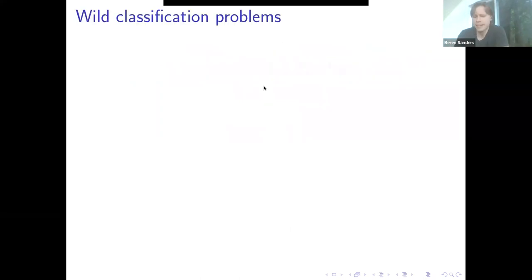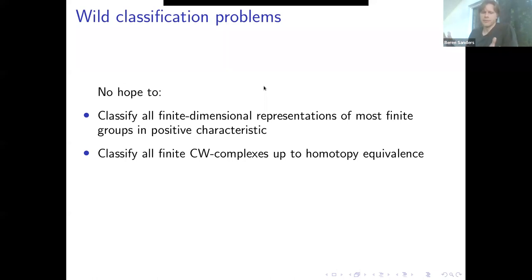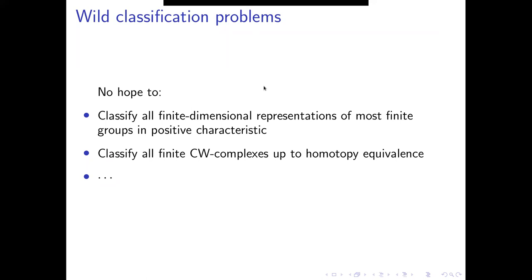So as we know in mathematics, we are confronted with wild classification problems. For example, we know that there is essentially no hope to classify all the finite dimensional representations of most finite groups in positive characteristic. This is a wild problem that we'll probably never be able to completely solve. As another example, there's essentially no hope for us to classify all finite CW complexes up to homotopy equivalence. It's another natural question that is basically just too hard for mathematics and for the human species. And of course, there are many other examples of classification problems we would like to solve in mathematics that are just too difficult.